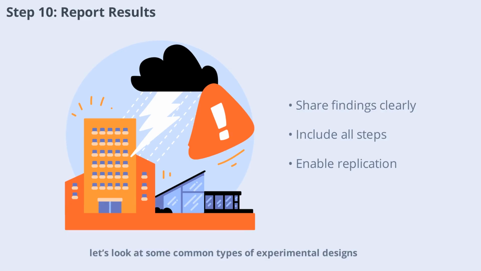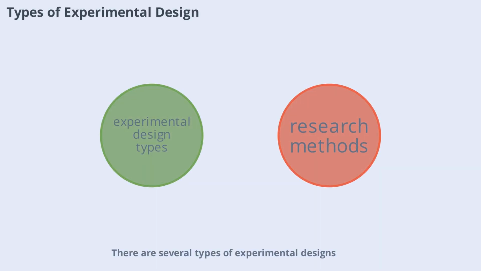Next, let's look at some common types of experimental designs. There are several types of experimental designs, each suited to different research questions. The most common are completely randomized designs, randomized block designs, and factorial designs. Each type has its strengths and is chosen based on the nature of the experiment and the variables involved. Understanding these types helps you select the best approach for your research.